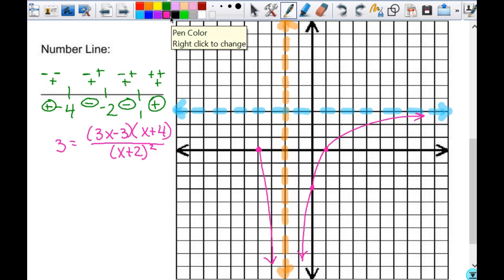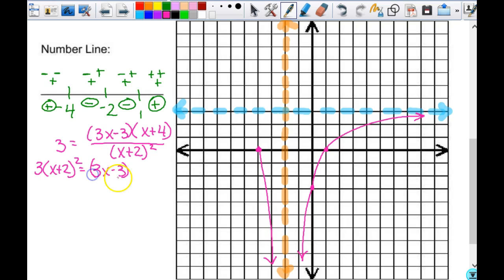So I said, how would we know where it crosses? I think it was Zeke that said, well, it's whenever y equals 3, right? So we set this equal to 3, and then we can solve it. To solve this, I would multiply both sides, right? So I'm going to get 3 times (x plus 2) squared equals 3x minus 3 times (x plus 4). And this ends up not being too bad at all in the end.